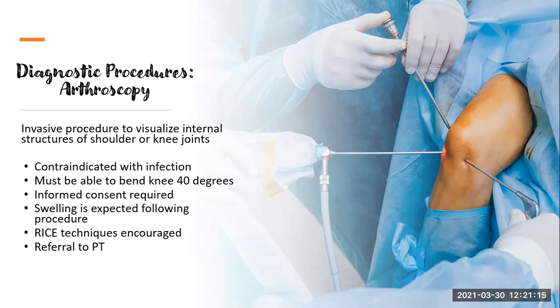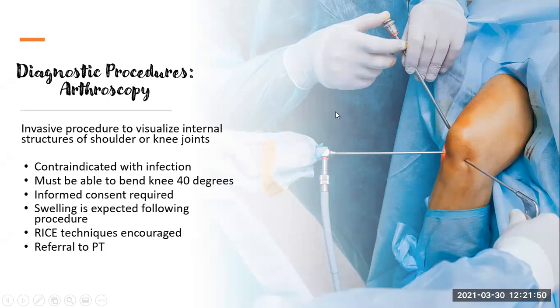With the knee, it is expected for them to have significant swelling after the procedure. With the appendectomy or cholecystectomy, the patient also tends to have a bloated, distended abdomen because of that introduction of fluid. So post-procedure for the arthroscopy, the patient is going to need to apply ice, RICE techniques, which means rest, ice, compression, and elevation. And then they're going to be referred to PT for rehabilitation after this procedure.